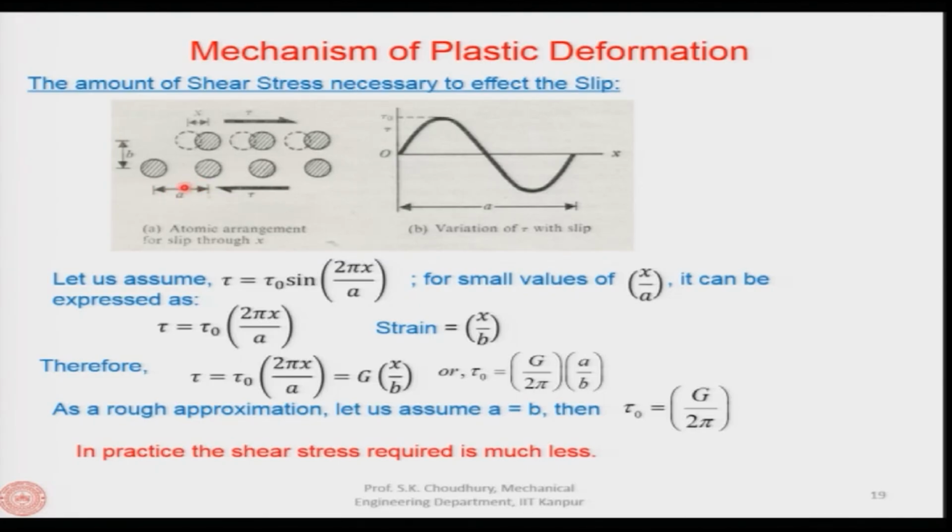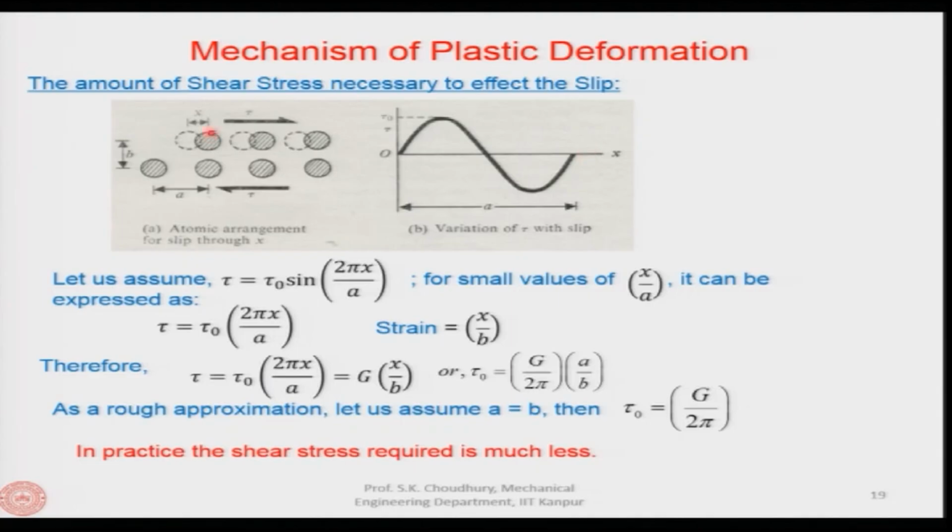So, in that case, within the interatomic distance, the movement of the atom, that is the x, how the x moves, can be represented by this curve, where tau 0 is the maximum shear stress which is being applied. So this movement takes place and then it goes like that in a sinusoidal way.